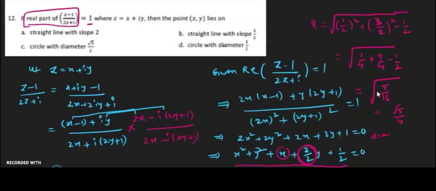The question is asking about diameter, not radius. So 2 into root 5 by 4 is equal to root 5 by 2. Root 5 by 2 is the diameter. So the locus of the given complex number is a circle with diameter root 5 by 2. Option C will be the right answer.